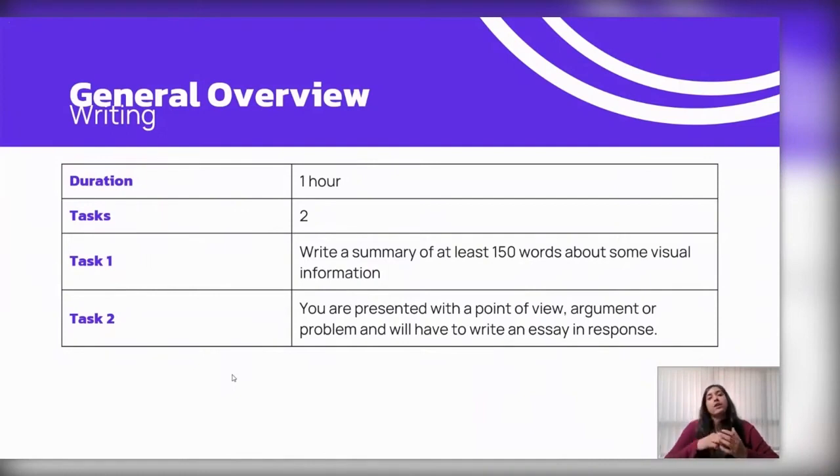So this visual information will be presented in terms of a graph, a pie chart, a line graph, any kind of bar or chart or any kind of visual representation where you'll have to write a summary of it. Okay, now Task 2 is where you are presented with a point of view, an argument or a problem, and you'll have to write an essay in response to that. Okay, so again, you have 1 hour to complete these 2 tasks.